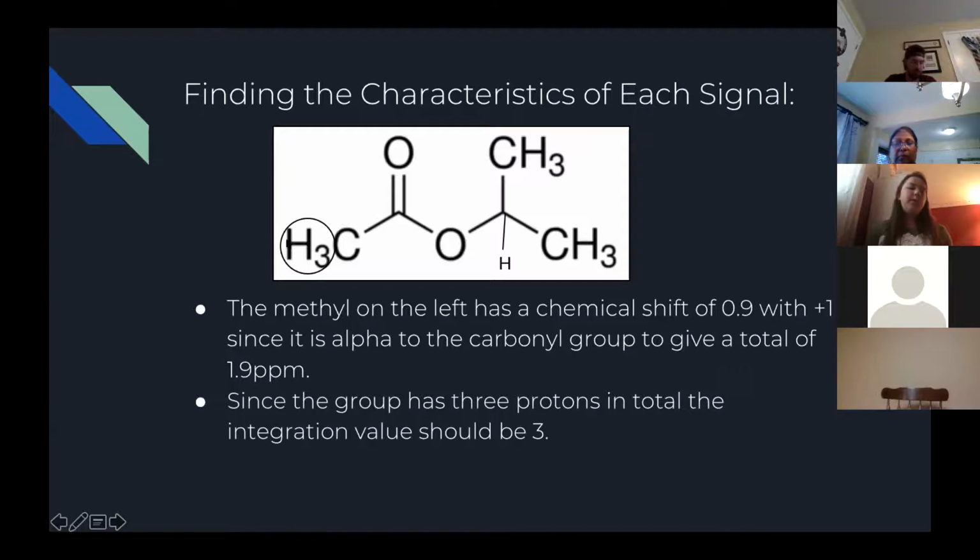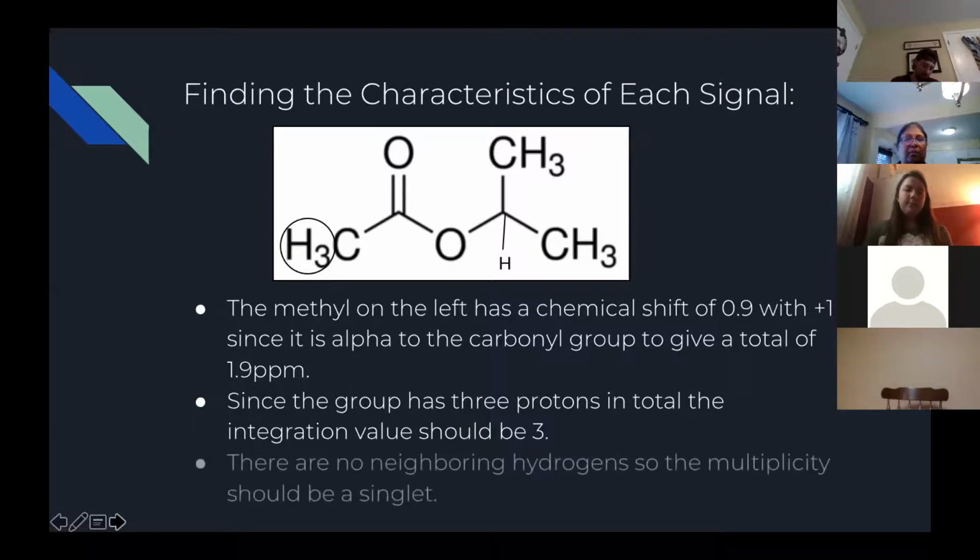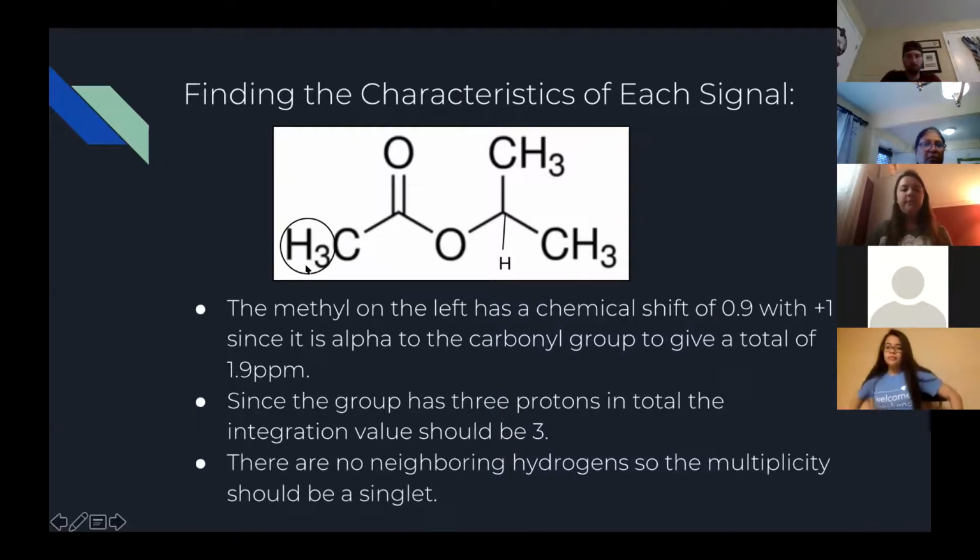There's no other equivalent hydrogens with this methyl group. There are 3 protons total, so the integration value is going to be 3. Pretty simple. Then the last thing is the multiplicity. Multiplicity occurs if there are neighboring hydrogens. There are no hydrogens on this carbon, so it should be a singlet. There are no other hydrogens messing with the signal. Looking at this, we already have all the information we need to draw this signal on our NMR graph. Now we're going to do the other ones.